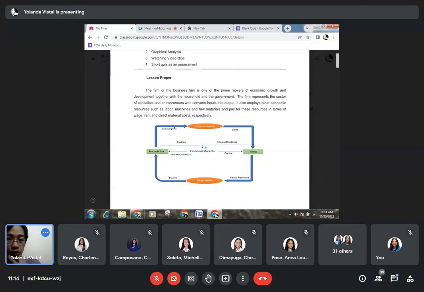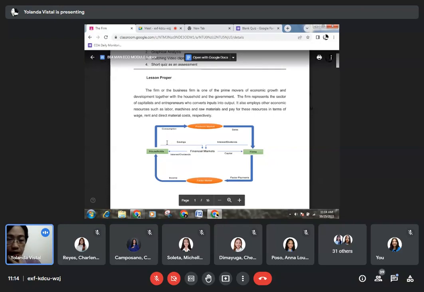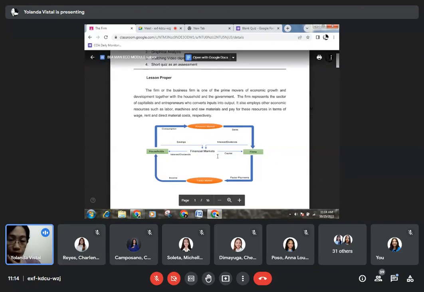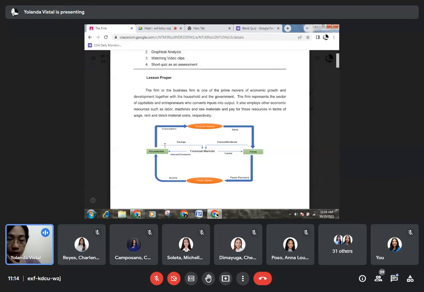Okay, and again, since this is a cycle or circular, the household buys for its consumption. It buys a product in the product market and pays in terms of sales or revenue that goes to the firm. Now, if we are going to include the financial market, you can see that the household saves in the financial market and the firm also, parang returns on investment, the interest and the dividends they make, no? And in the form of capital, they borrow from the financial market.